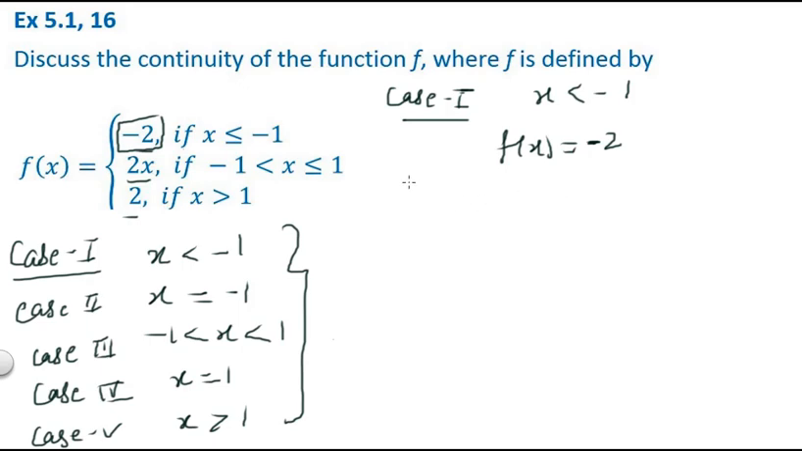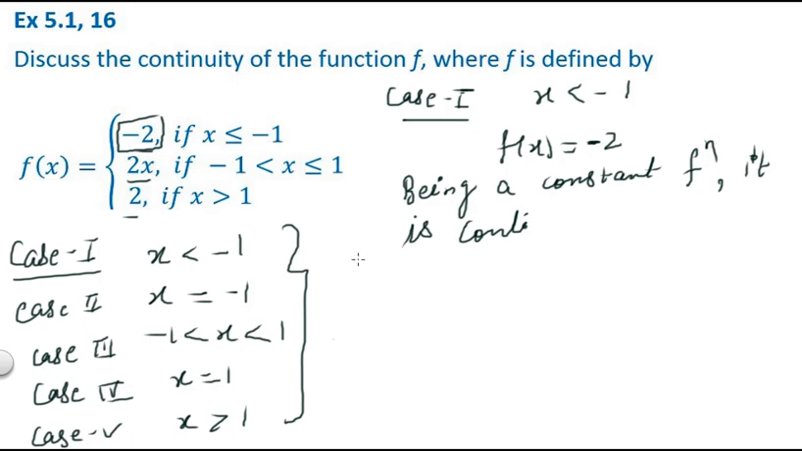So you can just write, being a constant function, it is continuous. Clear?